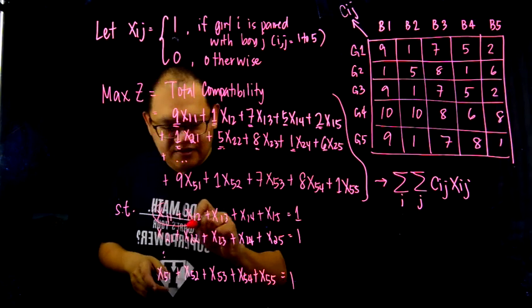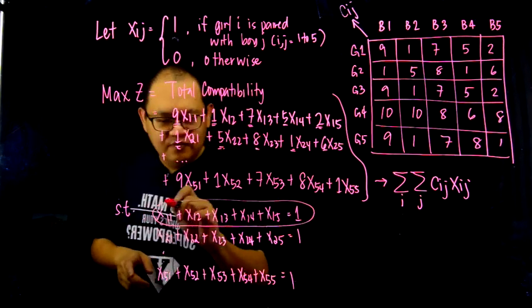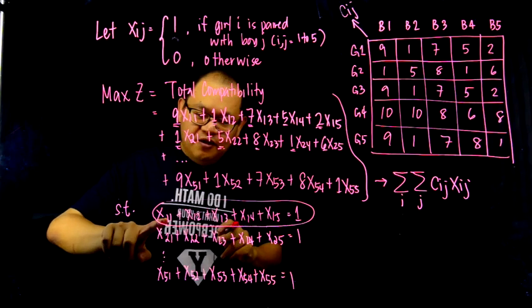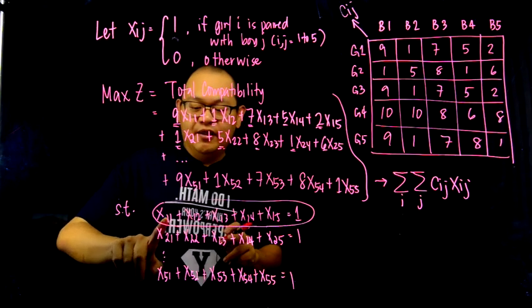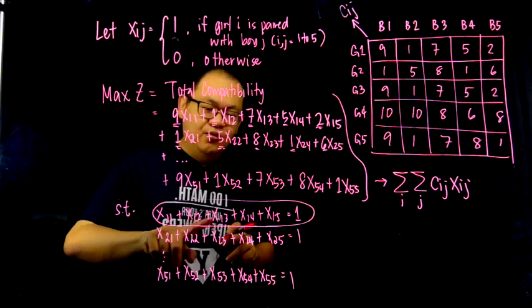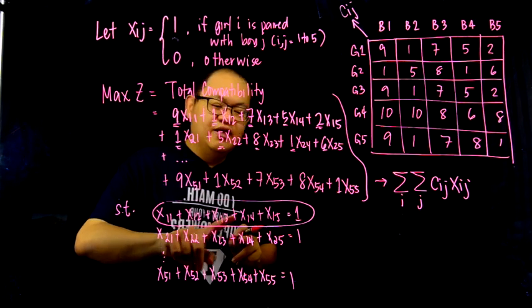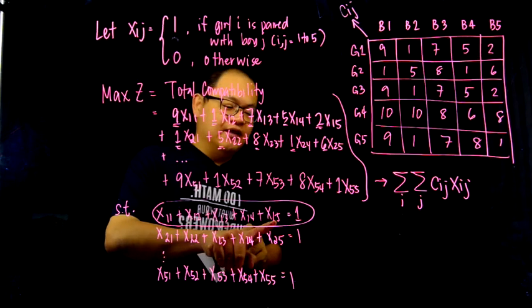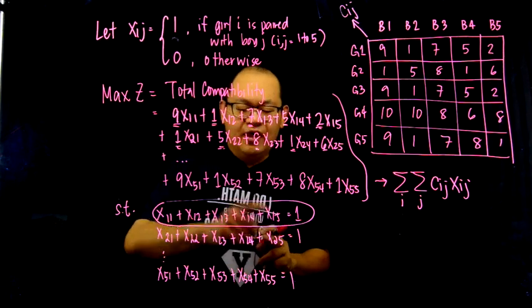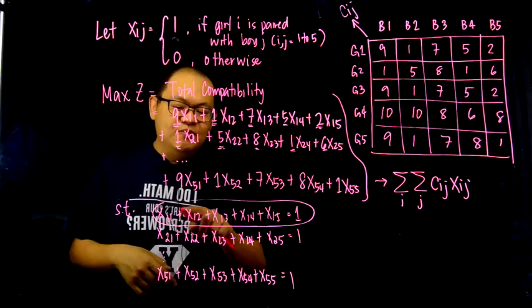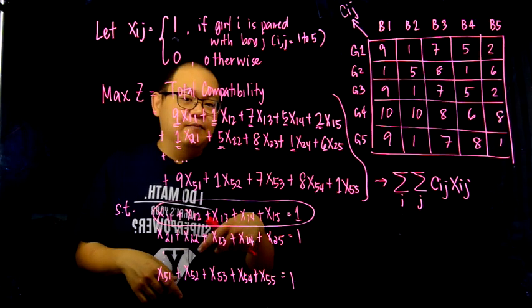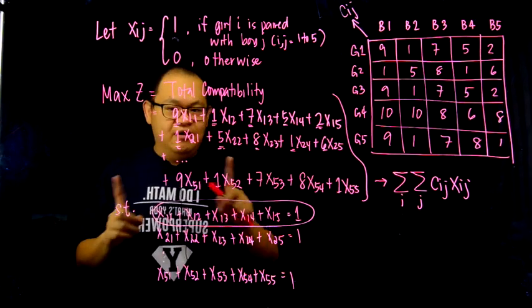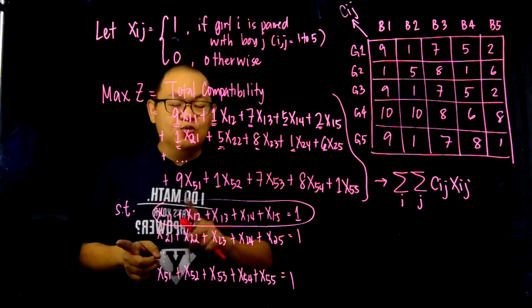Okay? So what does this tell us? Let's look at this constraint first. x11 is the variable that pairs girl 1 with boy 1. x12, girl 1 with boy 2. x13 is girl 1 with boy 3. x14 is girl 1 with boy 4. And x15, girl 1 with boy 5. Now, eventually, we will be saying xij are binary variables, meaning they can only contain the values 1 and 0.